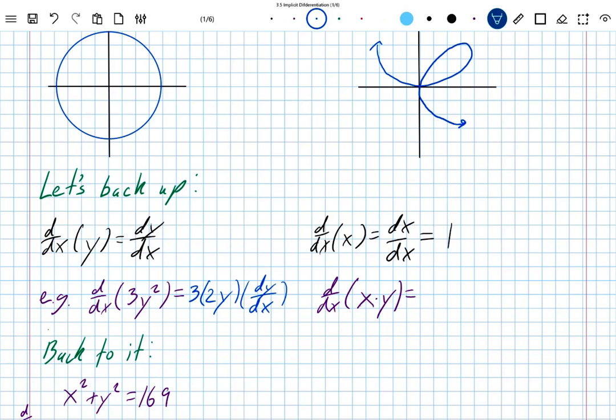Okay, so this is just my chain rule in action. The 3 hangs out. The derivative of a function squared is 2 times that function. The derivative of y, in this case, that inner thing, using the chain rule, is dy/dx. Let's do it again over here, now with a product rule.